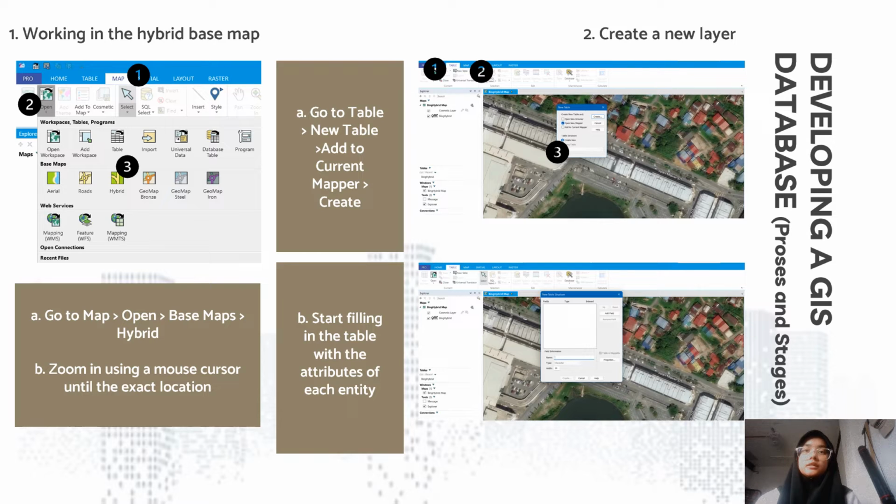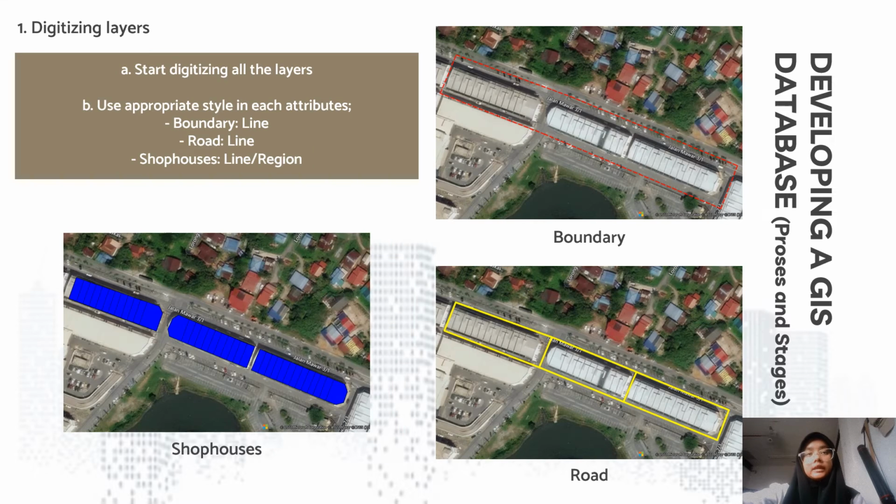The second step is to create a new layer. You need to go to Table, click the table, and you will see the pop-up instruction. You need to click New Table, Add to Current Mapper, and click Create. And then you need to start filling in the table with the attributes of each entity that you already filled in the slide before.